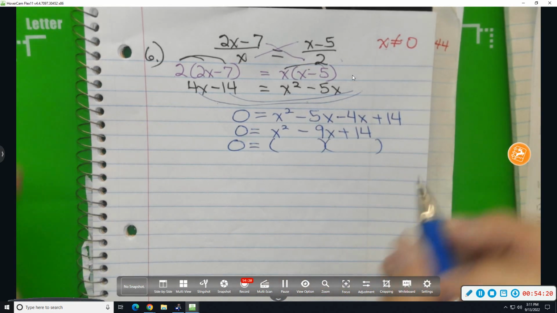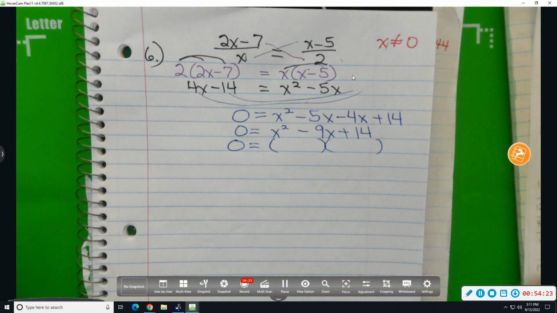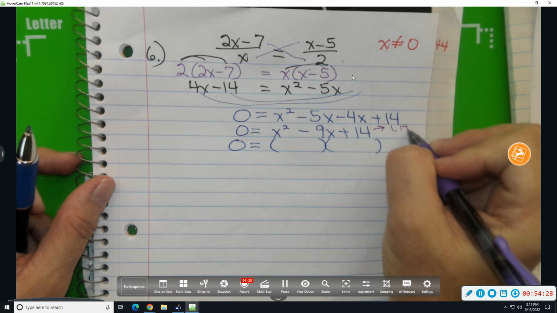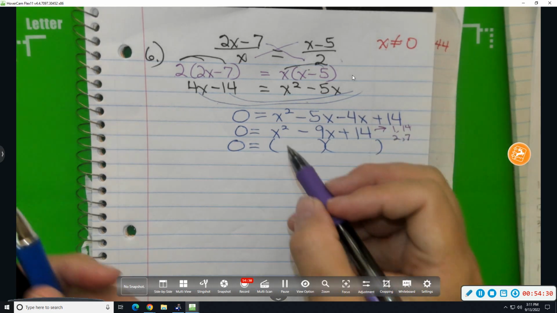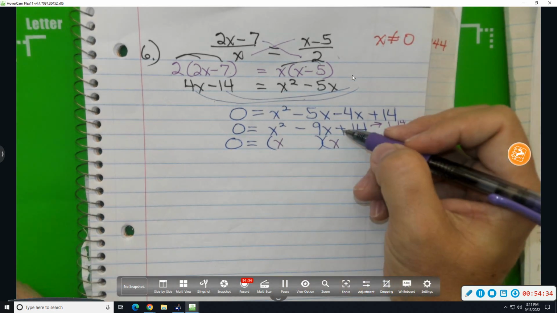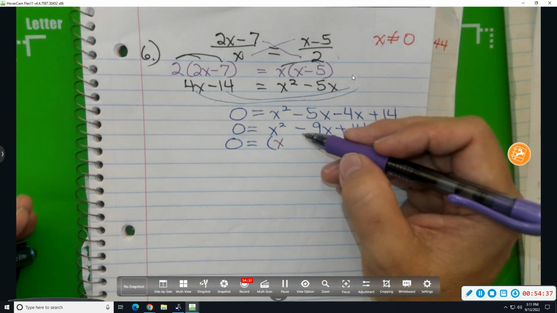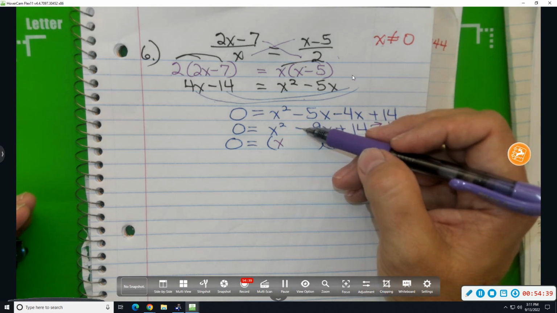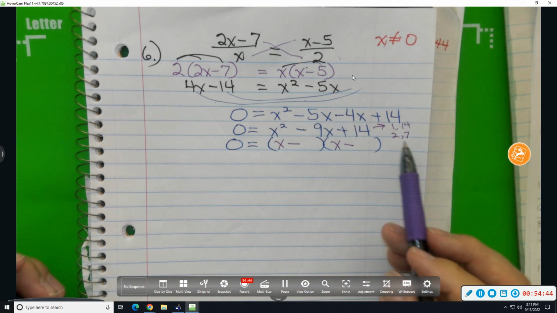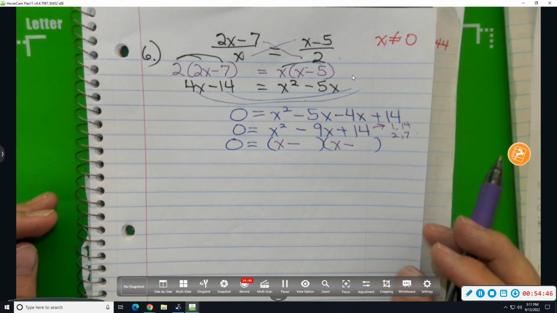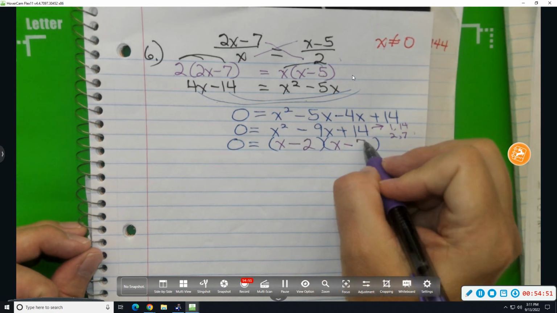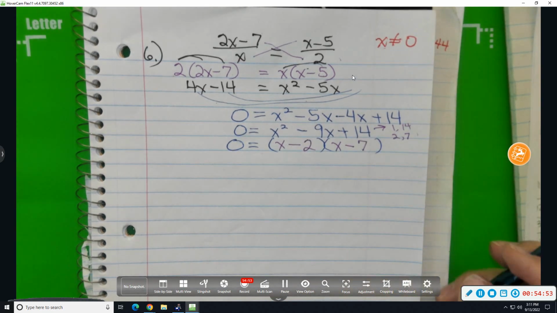14 is 1 times 14, or 2 times 7. X squared, there's only one possibility, x and x. The second sign's a plus, so you don't have to wait. You know that you're going to have 2 of the first signs. And what did you say we'd use, 1 and 14 or 2 and 7? 2 and 7. I agree with 2 and 7. So it means it would be negative 2 comma negative 7.